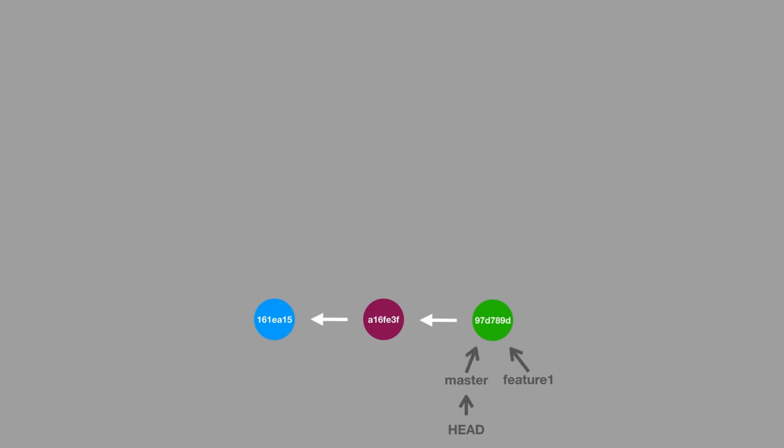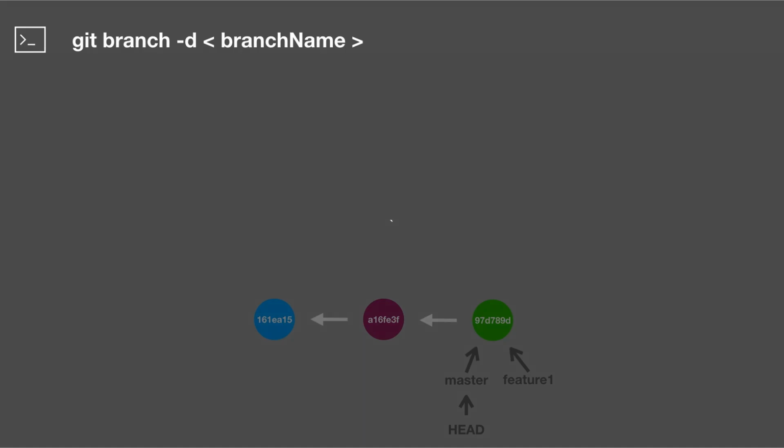So now we've merged feature 1 into master, but we can see that our feature 1 branch is still there. That's because it doesn't get deleted after we merge it in. We have to go and explicitly delete it ourselves. So in order to do that, we're going to use another command. It's the git branch command with the -d option, and we're going to pass in the name of the branch that we want to delete. It's important to note that you can't be on the branch you want to delete. You have to switch onto another branch before deleting it.